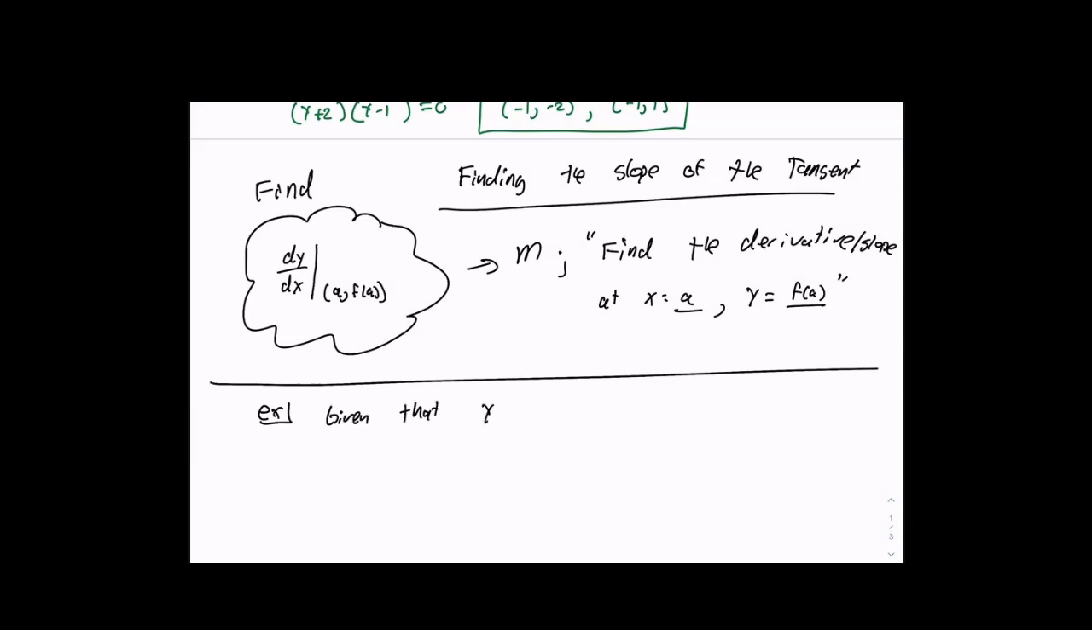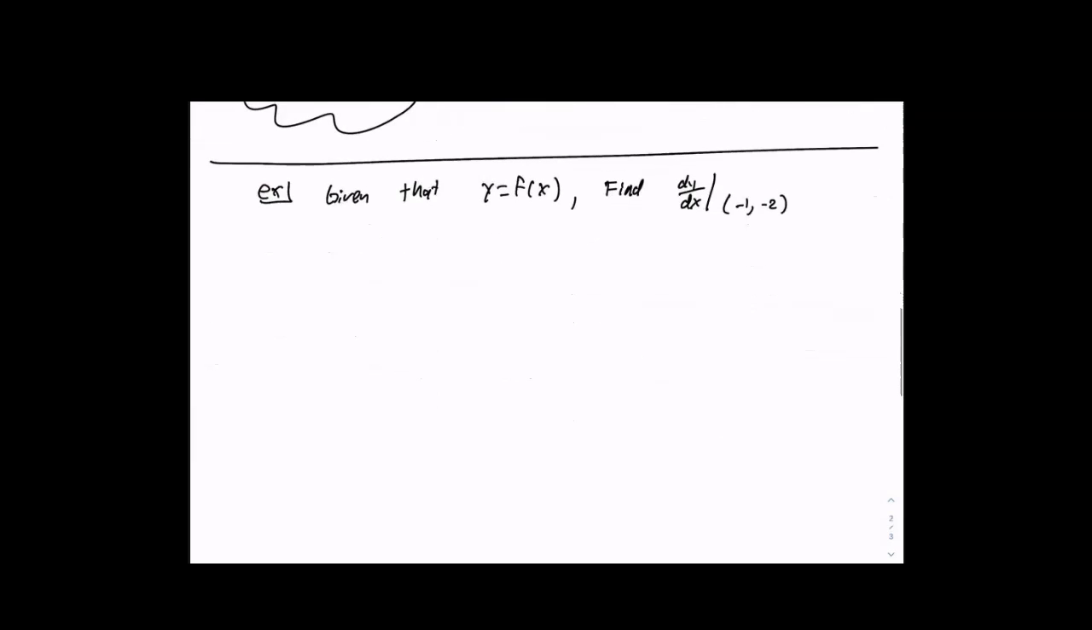Given that y is a function of x, that's what I said, usually the problem states it. Find the slope. We'll do it. Find dy dx at -1 comma -2. Let's get used to these notations right here. And my equation is y squared x plus 2x equals -6.